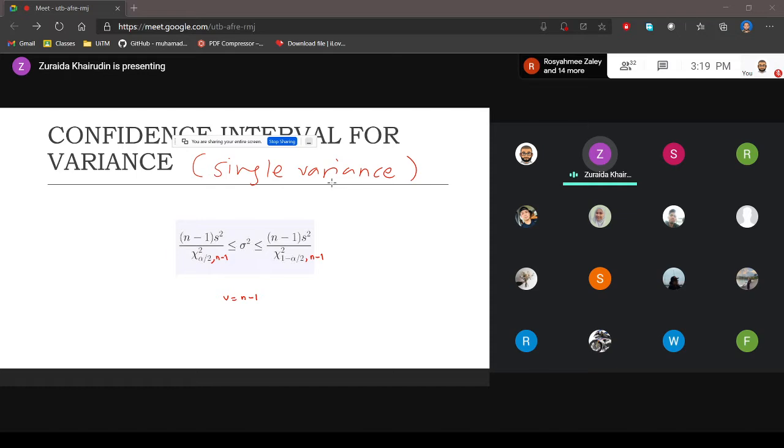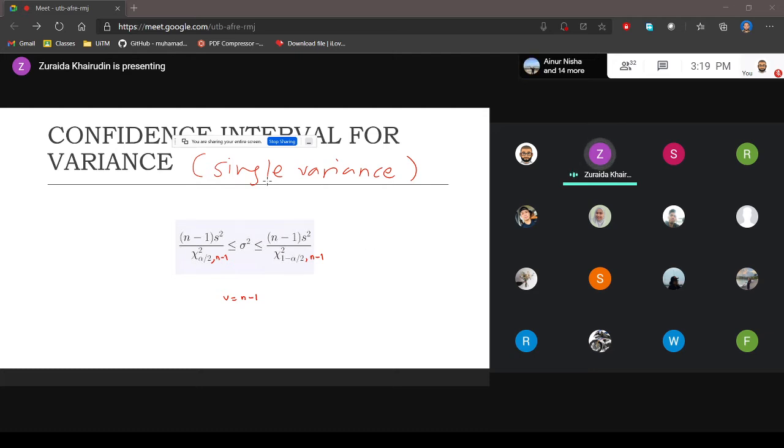So if we ask you to find the confidence interval for standard deviation, what you do here is, sigma square is no more sigma square, it's just sigma, and you have to square root the value. This is for standard deviation. In case the question asks you to find the confidence interval for standard deviation, you have to square root the value, because here I wrote for you the confidence interval for variance.